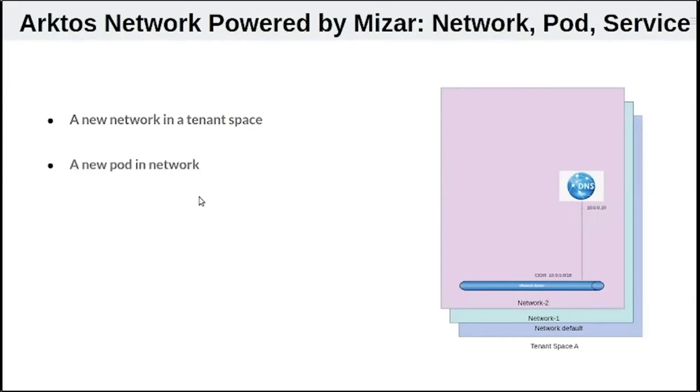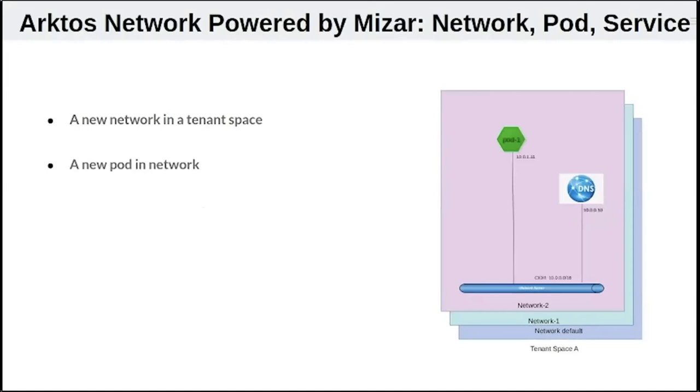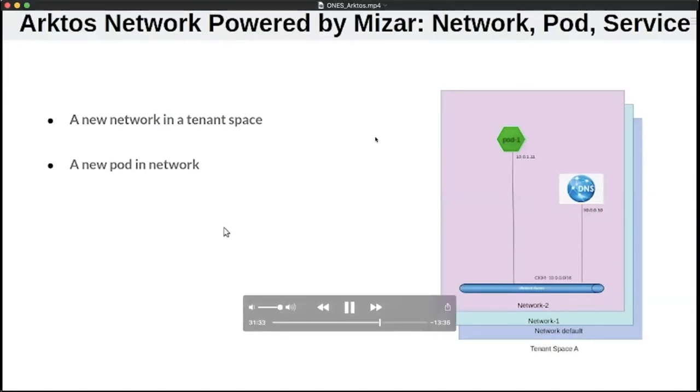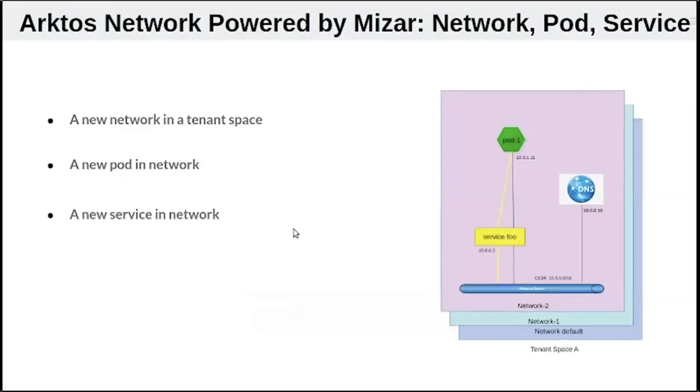The next thing is we want to create a new pod in the network. The pod gets its IP address assigned from the network specific range as well, and is able to connect to other IPs of the same network. For example, this pod is able to connect to the DNS by the IP. The next thing we want to do is create a service. The service gets its IP as a virtual IP assigned. And the Mizar network provider will finish the plumbing to map this virtual IP to the real IP of the pod as a backend IP.